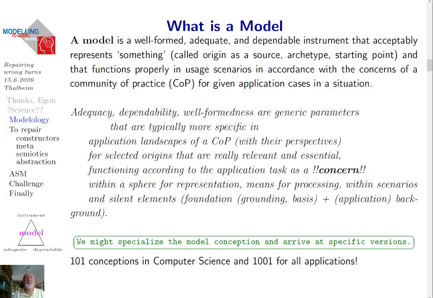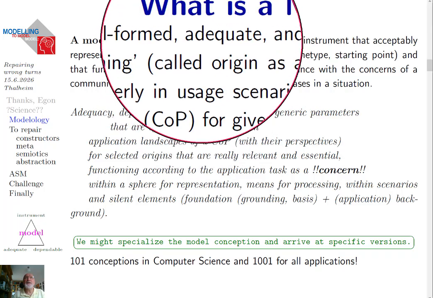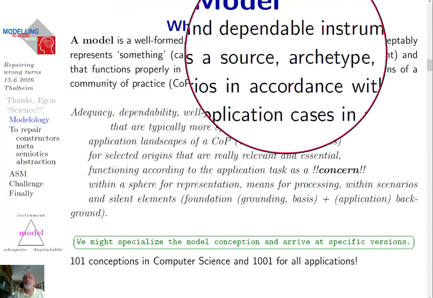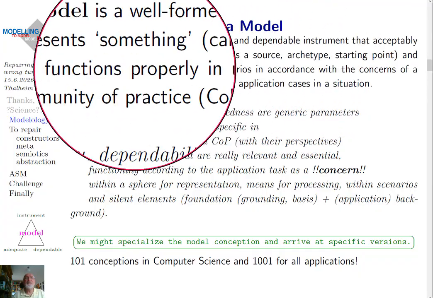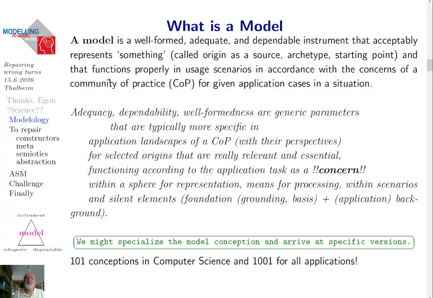That means according to the concerns of a community of practice in a given application case. In this case, if we have such a general notion of model, we should now explain what it means to be adequate, what it means to be dependable, and what it means that it functions properly. That means we have to have a little theory behind, and my proposal is to use some kind of parametric specialization of this model notion in order to handle what is really a model in computer science.